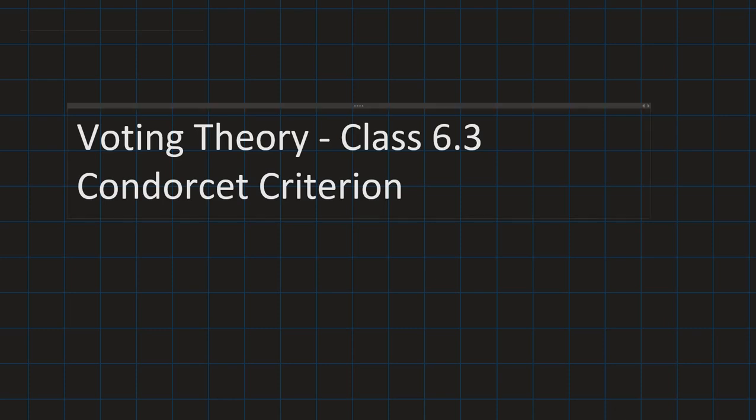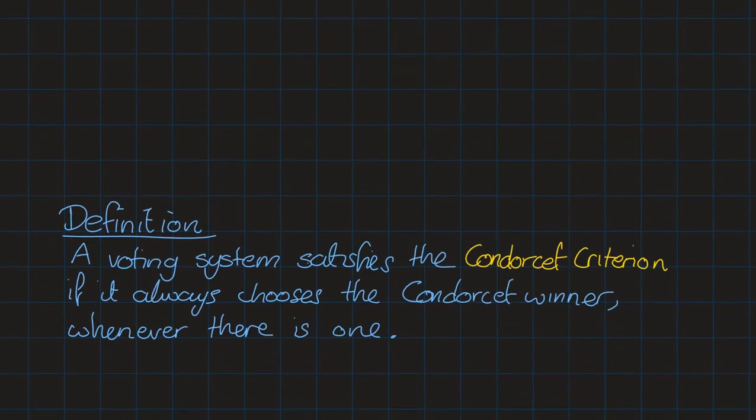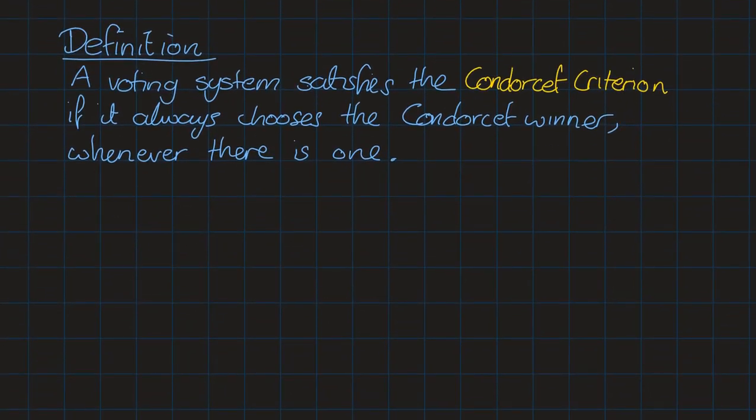Okay, so this time we're going to talk about the Condorcet criterion. Let's move on to the definition. We say that a voting system satisfies the Condorcet criterion if it always chooses the Condorcet winner whenever there is one. So of all the different types of voting systems there are, you say that it satisfies this criterion if it always elects the Condorcet winner to first place if there is a Condorcet winner. If there isn't a Condorcet winner, then there's no criterion at all, there's nothing to do. But if there is a Condorcet winner, you insist that it wins.